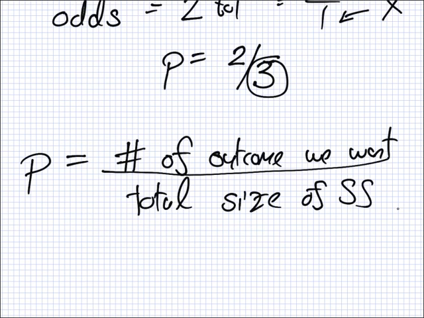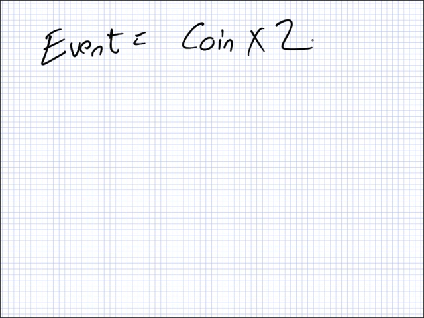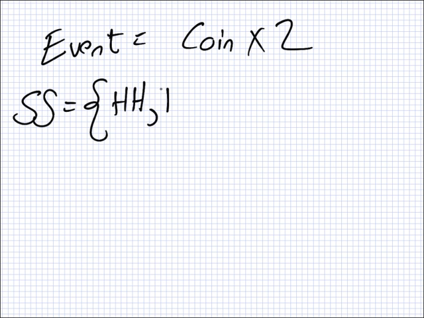Let's have a look at an example. The event I want is 2 coins being thrown. Let's write down the sample space. What's the first outcome we could possibly have? Heads followed by heads. Yes. Tails followed by heads. Heads followed by tails. And finally, tails followed by tails.